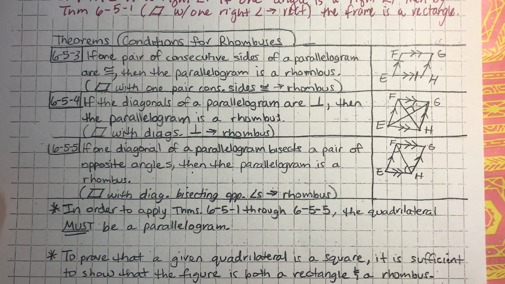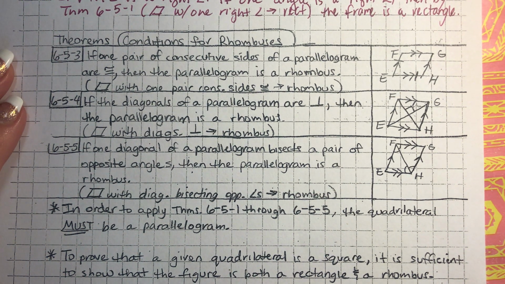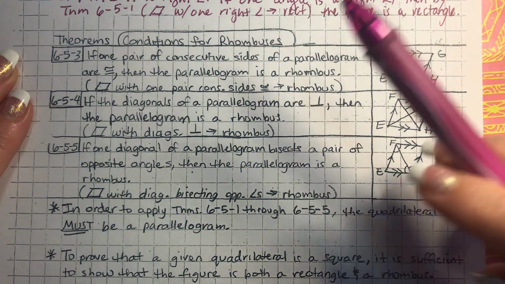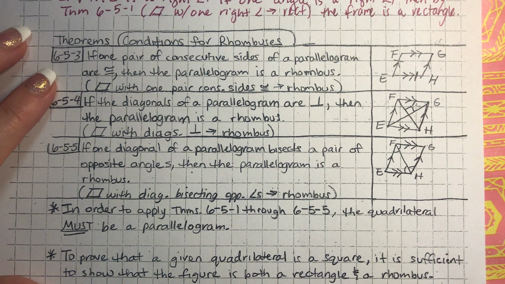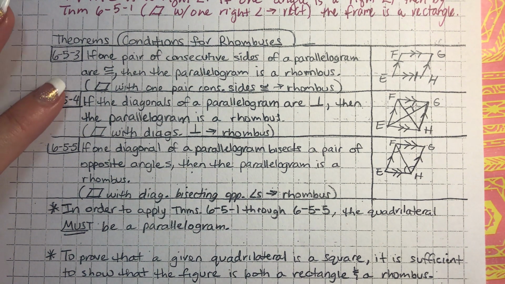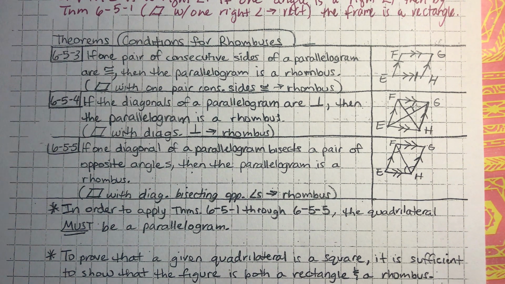All right, welcome back for example 2. Before we get started with example 2, we've got to talk about a few theorems dealing with rhombuses. With rhombuses, one states that if one pair of consecutive sides of a parallelogram are congruent, then the parallelogram is a rhombus. So we're trying to determine whether figures are rhombuses or not.